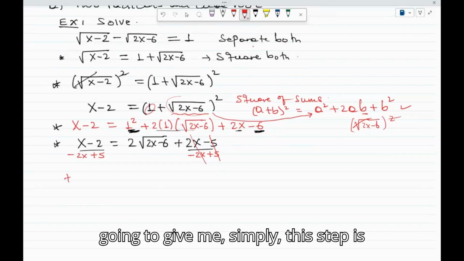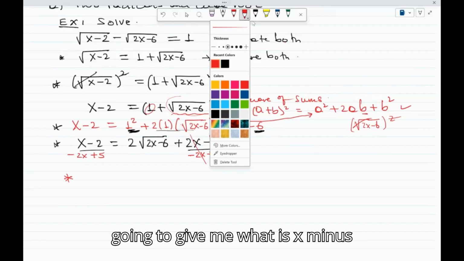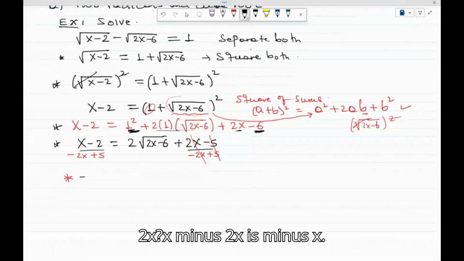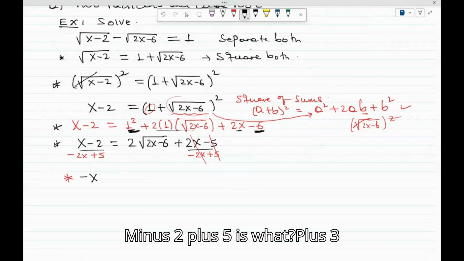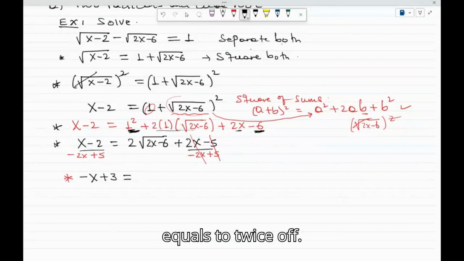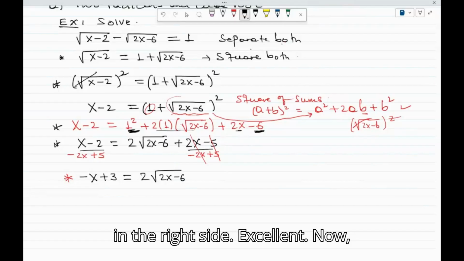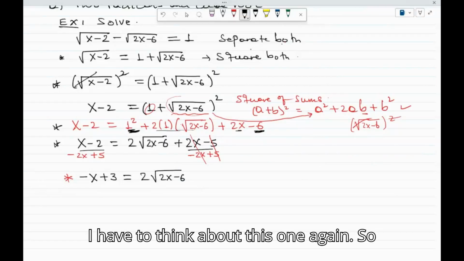Okay, this step is simply going to give me x minus 2x, which is minus x. Minus 2 plus 5 is plus 3. Equals twice the square root of 2x minus 6 on the right side. Excellent. Now I have to think about this one again.